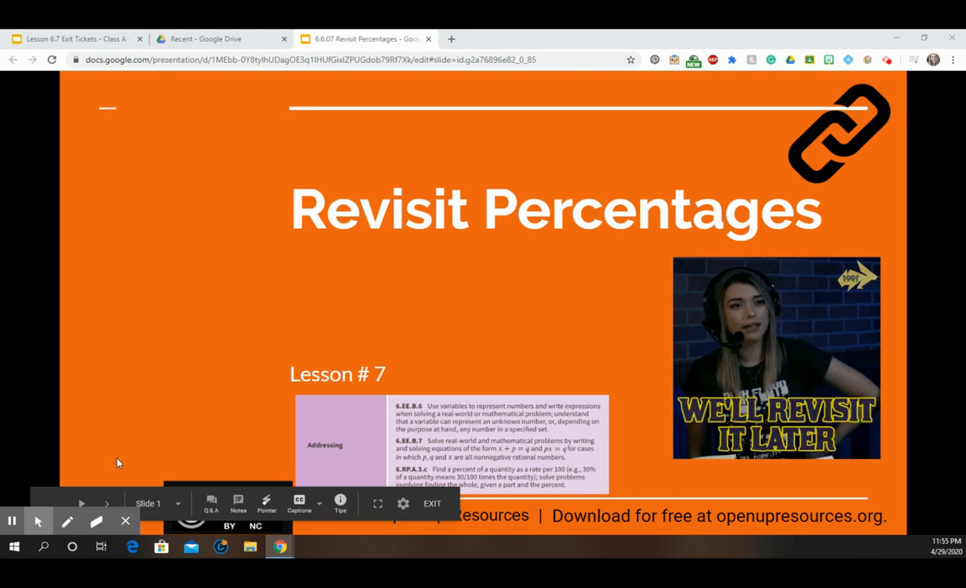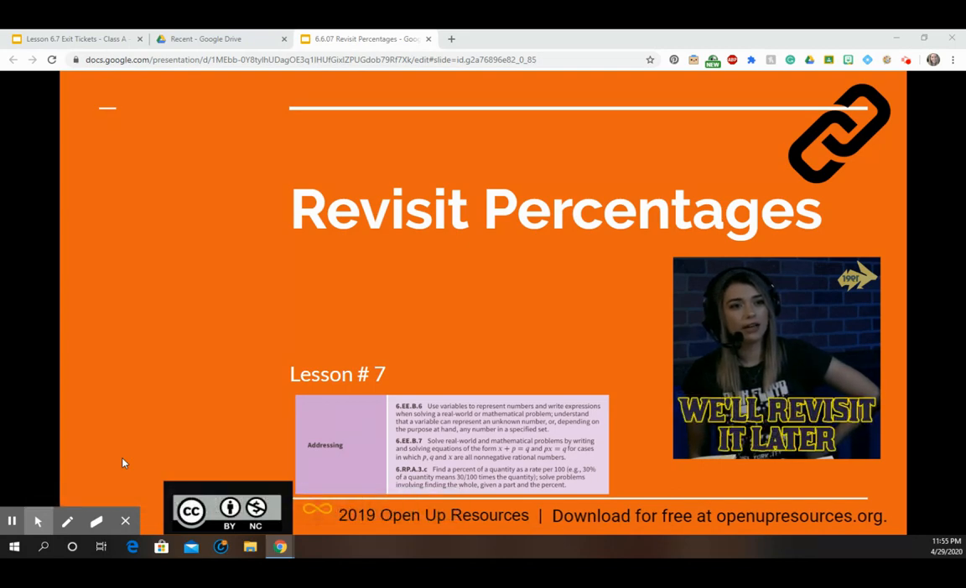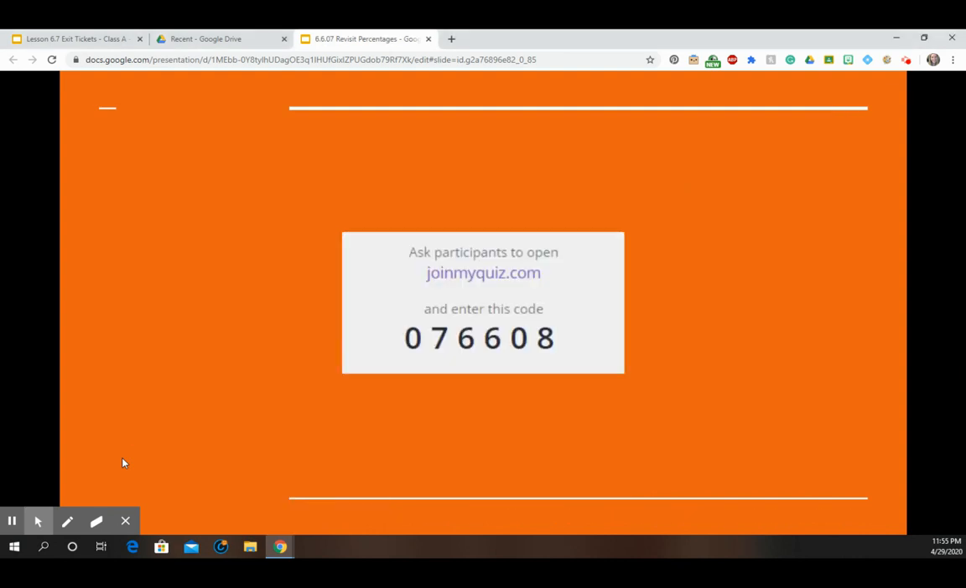Hey guys, we're back to do lesson 7. So we're going to be revisiting percentages today. If you need more practice with percentages, this is a good time to go back on Khan Academy and review those skills, because it's really important that you have a good understanding of percentages for these lessons. Okay? All right, so let's get started.